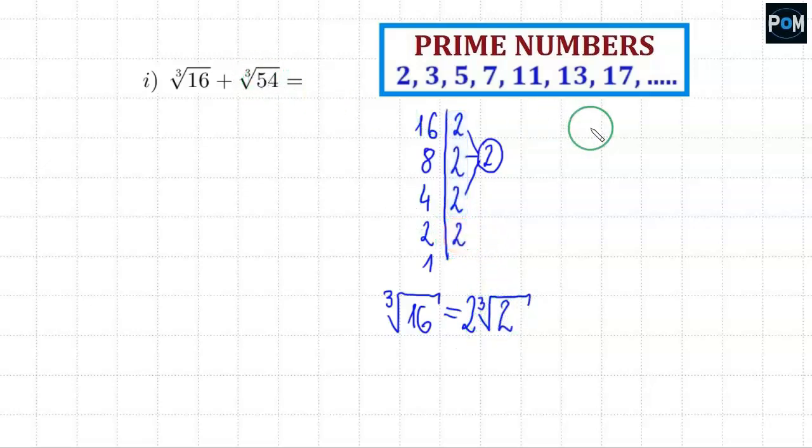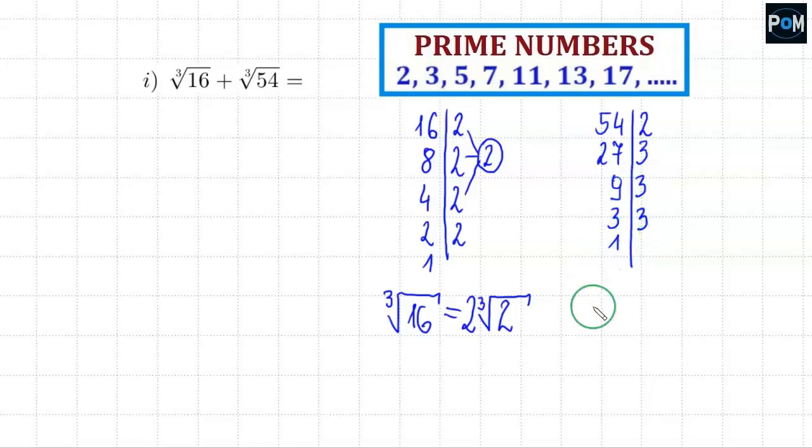Now the number 54. 54 divided by 2 gives 27. 27 cannot be divided by 2 anymore, but it can be divided by 3. 27 divided by 3 is 9. 9 divided by 3 is 3. 3 divided by 3 is 1. This is my factorization. I am writing down the cube root of 54.